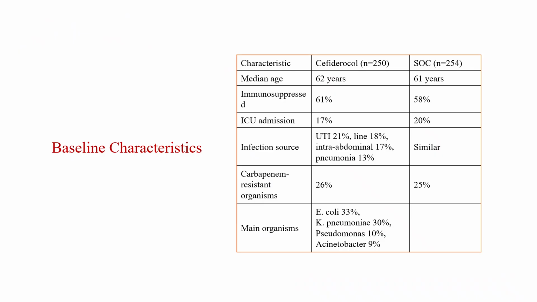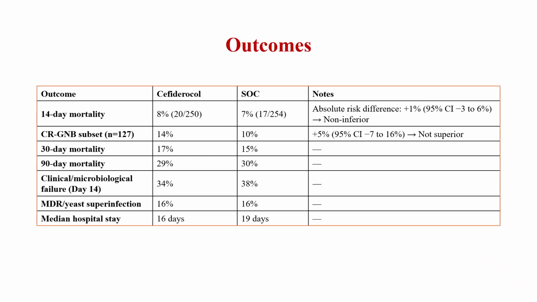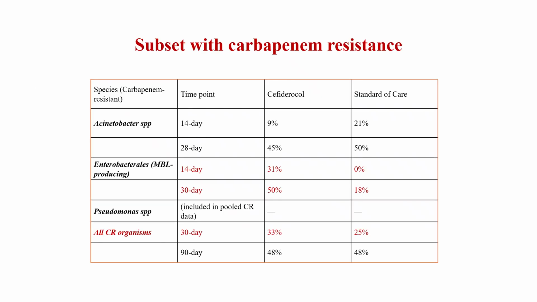In this study, you can see that most of the patients are immunocompromised, up to 60% of the patients, 20% required ICU admission, and only 25% in each arm are carbapenem resistant. So in this study, there is no significant difference in mortality between the cefiderocol and standard of care arms. Even in the Acinetobacter subset, there is no significant difference in mortality. But interestingly, in this particular study, there is a higher mortality in the Enterobacterales. So in E. coli and Klebsiella, you started seeing higher mortality.